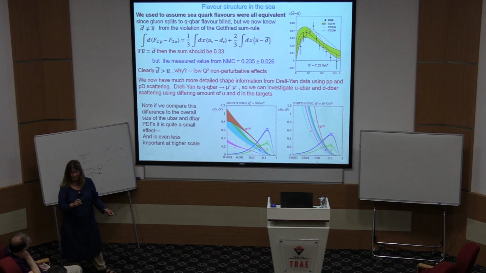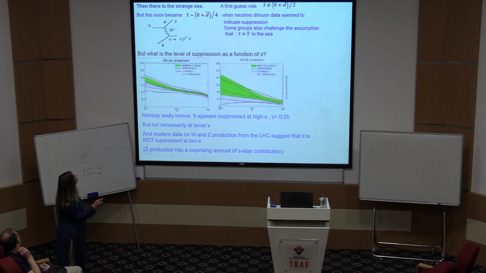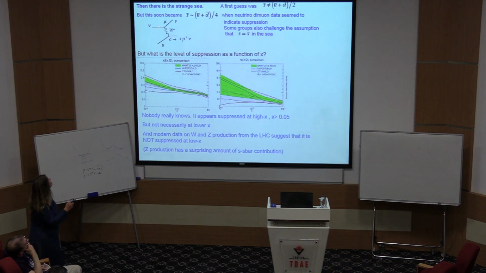Okay, now, there's the strange and the charm. A first guess was let's just try an average between the u-bar and the d-bar, but that's actually not the case, right? It's not just a simple average of u-bar and d-bar. And how do we know that? We know it because sometimes when you do neutrino scattering, so neutrino in, mu minus out, you've hit a strange quark and out will come a charm.